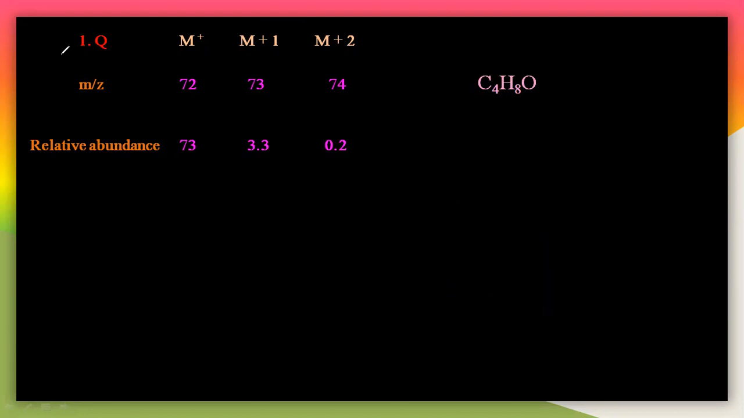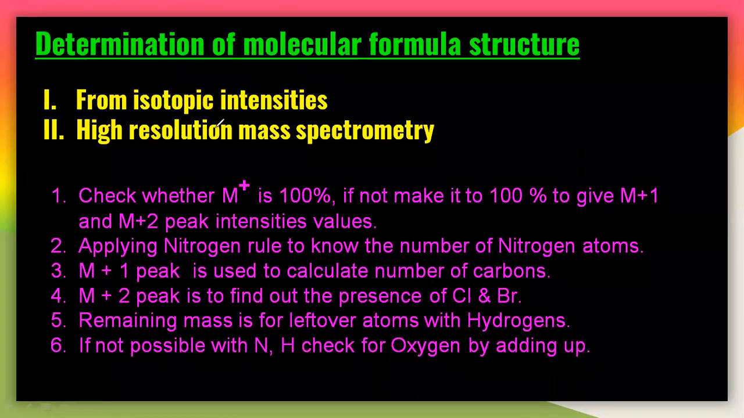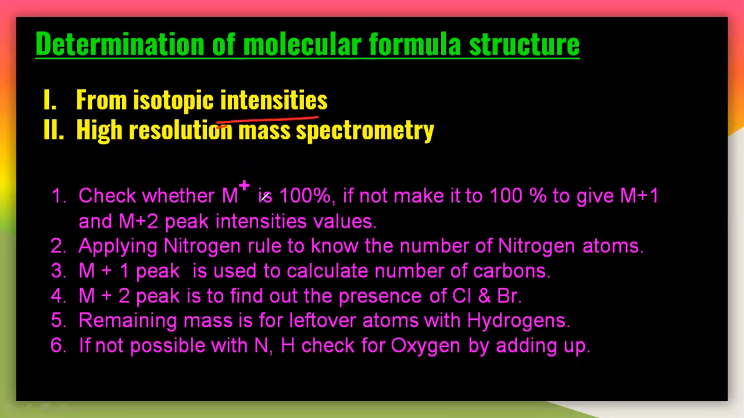So let us understand here. We have to discuss this particularly from isotopic intensity and high resolution mass spectrometry. So we have to discuss these two things. Let us understand the first one, which is with a normal spectrometer, where we have to determine the molecular formula and the structure by using the isotopic intensities. By using the isotopic intensities, we can determine the molecular formula, and we can decide the particular structure also.